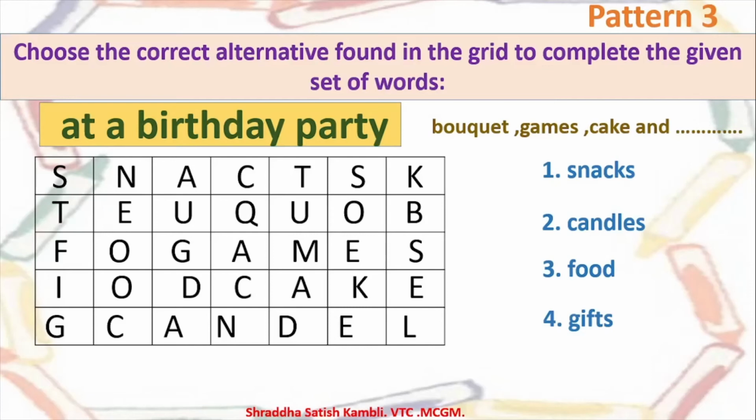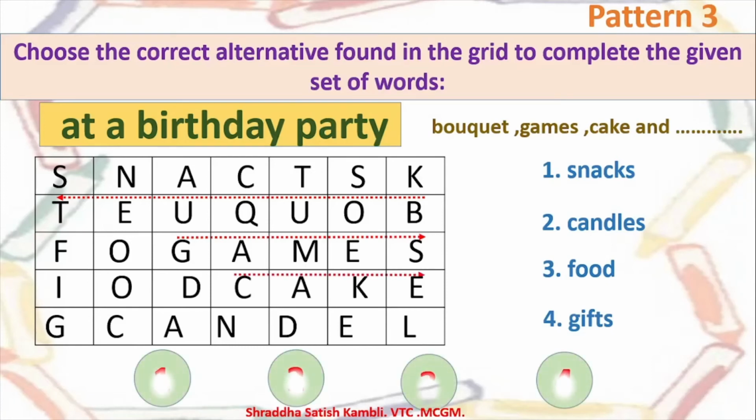And where is bouquet here in the grid? Here it is, written backwards. Where is games written? Here games is written horizontally. Okay, where is cake? Here it is. And which will be the fourth one? Will it be 1 snacks, 2 candles, 3 food or 4 gifts? It will be the fourth option, gifts, which is written here vertically down to top. Alright, so this was pattern 3 for you.